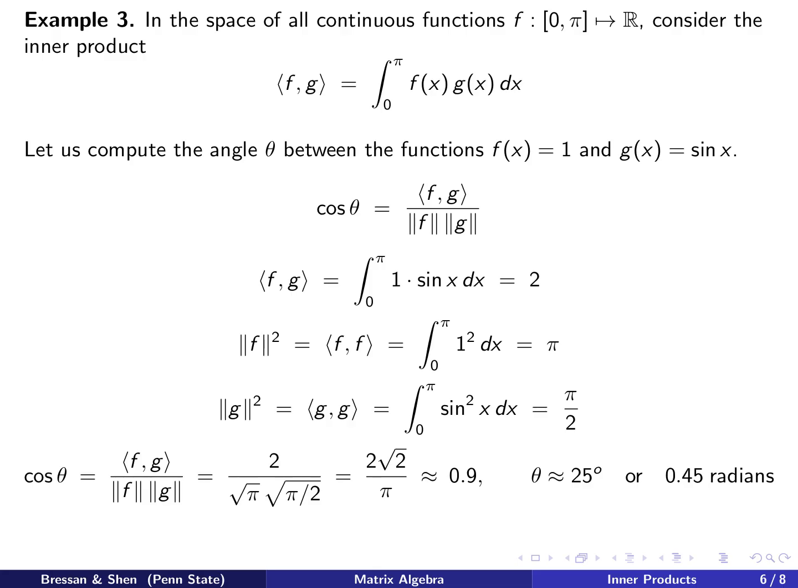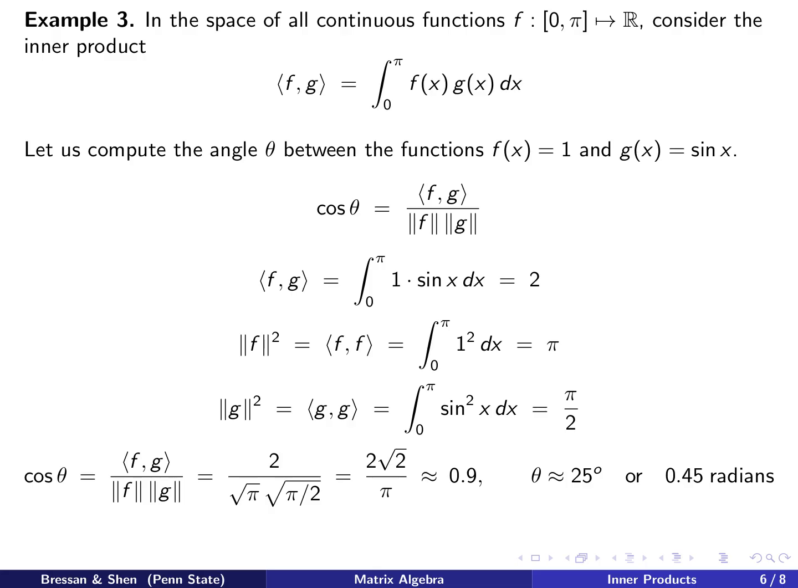And then let's compute the norm. We can compute the square of the norm first, and then we take square root, which is the inner product of f with itself. And then f is just 1. 1 times 1 is just 1. And then integral of 1 over 0 to pi is pi. So the third one is the norm of g. Let's compute the square. So it's g in the inner product with g, which is the inner product of sine square of x. And then we know this is pi over 2.